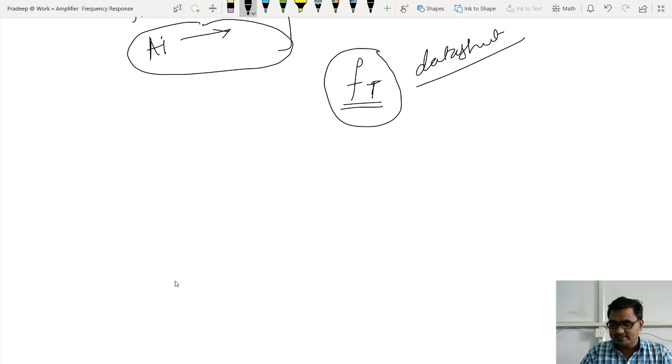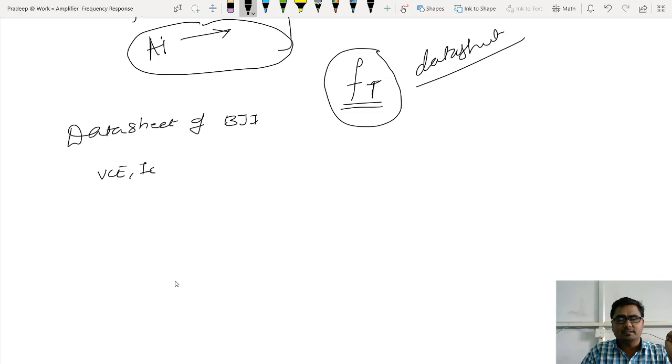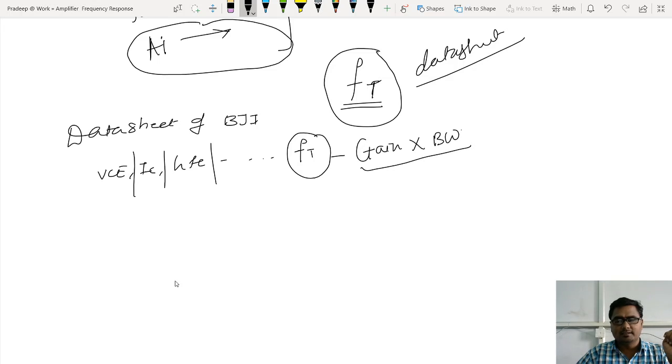If you start studying a datasheet of a BJT, what will you find? You will find VCE, then IC, then HFE. Different columns are there. In the datasheet, the last column is FT. What does that last column FT show? It shows the gain bandwidth product, gain multiplied by bandwidth. That's what that FT is.